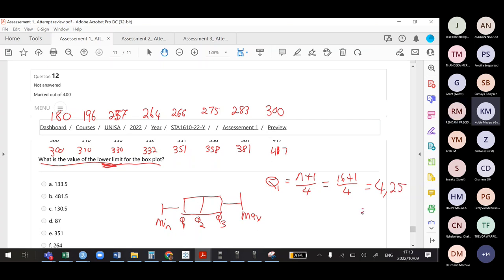Four point two five. Therefore, it means we're going to estimate it and say it is on position 4. So we just count 1, 2, 3, 4. And the answer will be F.